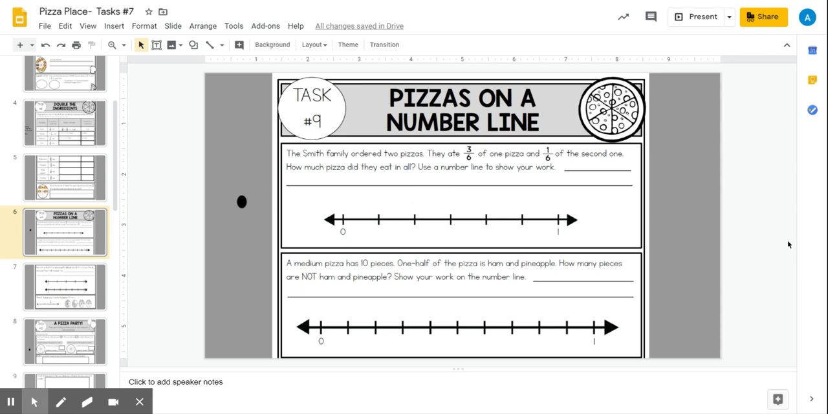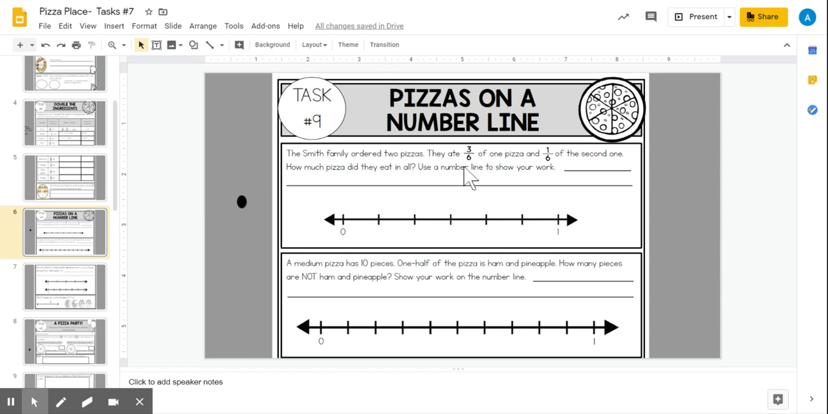All right, so continuing on today with our pizza place project, we are doing task 9, pizzas on a number line. So again, reviewing fractions on a number line. The Smith family ordered 2 pizzas. They ate 3/6 of one pizza and 1/6 of the second one. How much pizza did they eat in all? Use a number line to show your work.